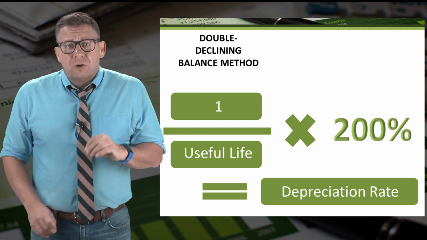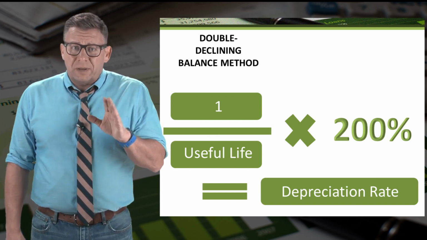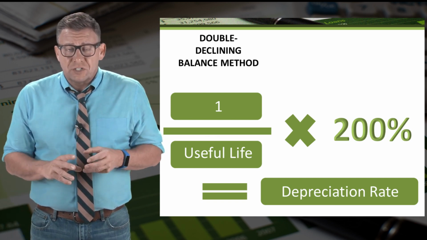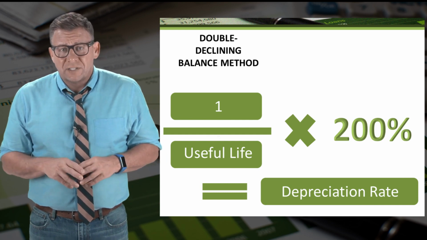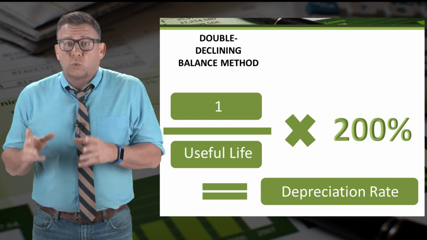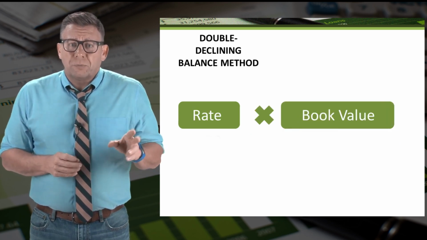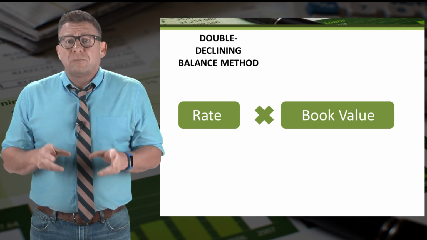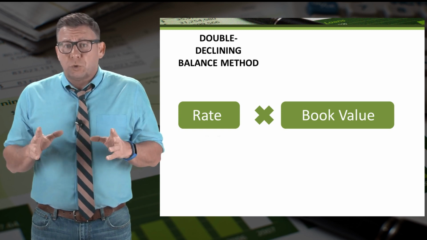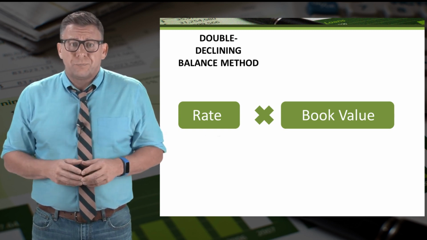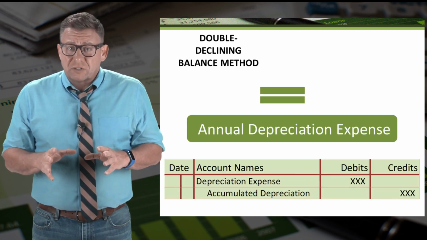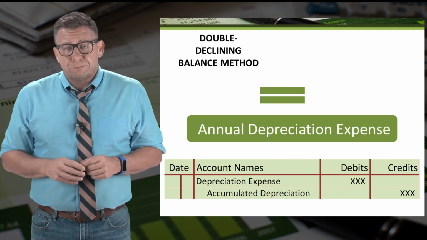The formula for the double declining balance method is quite a bit different than the other methods. It is 1 divided by the useful life in years times 200%, or 2. This will give us our depreciation expense rate. Then we multiply the depreciation rate times the book value of an asset. Notice that we did not deduct residual value anywhere in this formula. The result equals the amount of annual depreciation expense that we would record in our adjusting journal entry.